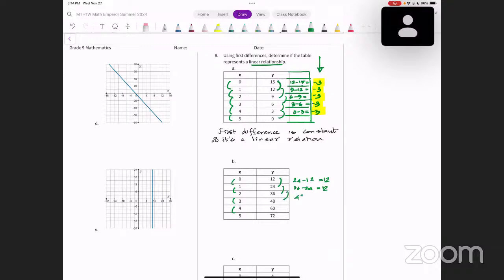48 minus 36, 12. 60 minus 48, 72 minus 60. So what do we confirm here? Linear relation, isn't it? Why do we confirm linear relation? Because the first differences are constant. Are you following that? All right.